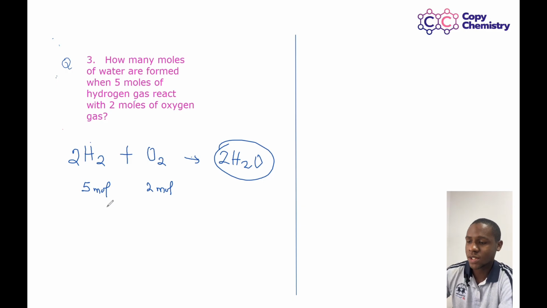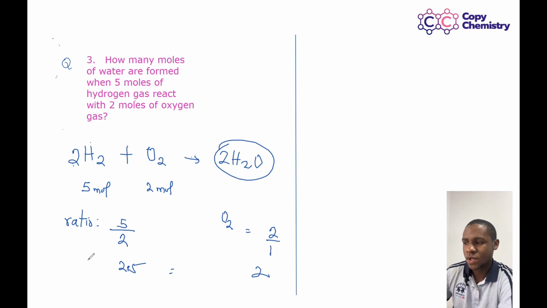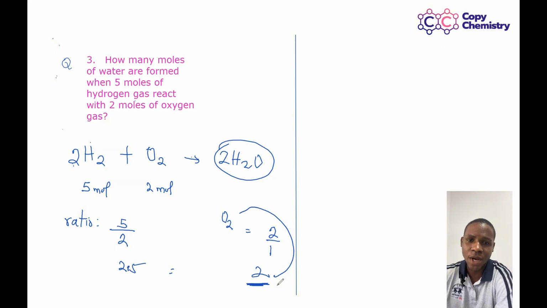These are already in moles, so that's a good thing. Just go ahead to get your ratio, and that is your moles divided by your stoichiometric coefficient. So that will be 5 divided by the coefficient here, and that is 2. For your oxygen, you do the same thing, 2 divided by 1, and that should give you a ratio of 2.5 for hydrogen, and a ratio of 2 for oxygen. Now 2 is smaller here, so you can tell that your oxygen is your limiting reactant.